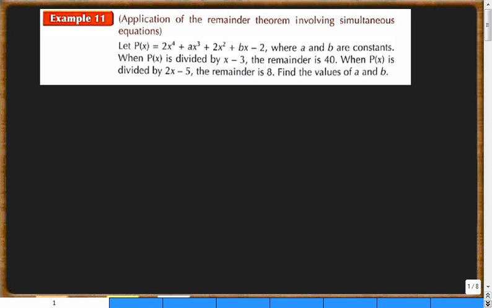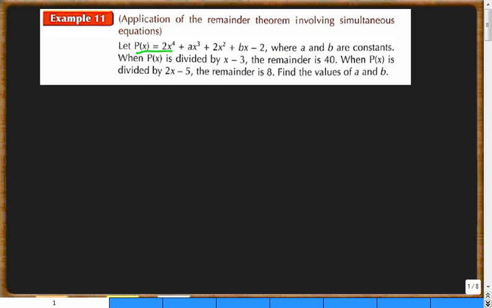Okay, so now we're moving to example 11, which is going to make this a little more complicated. It says we're going to apply our remainder theorem and deal with simultaneous equations. So we're going to end up getting two different equations. It's mainly about taking each part that we know and simplifying it down as much as possible, and then eventually using those parts together to find our solution.